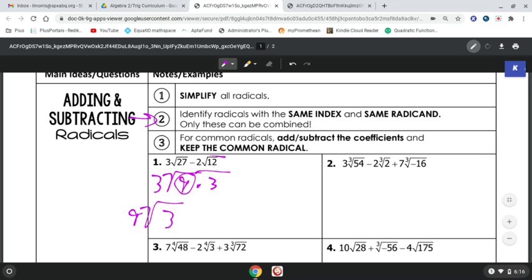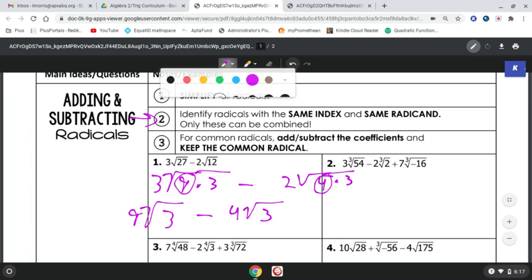Now we do the same thing for 2 square root of 12. We need to reduce that. So 12 can be rewritten as 4 times 3. That will allow us to take out the square root of 4. So we'll have 2 times 2 square root of 3. So that's going to give us 4 square root of 3. So we've got 9 square root of 3 minus 4 square root of 3.